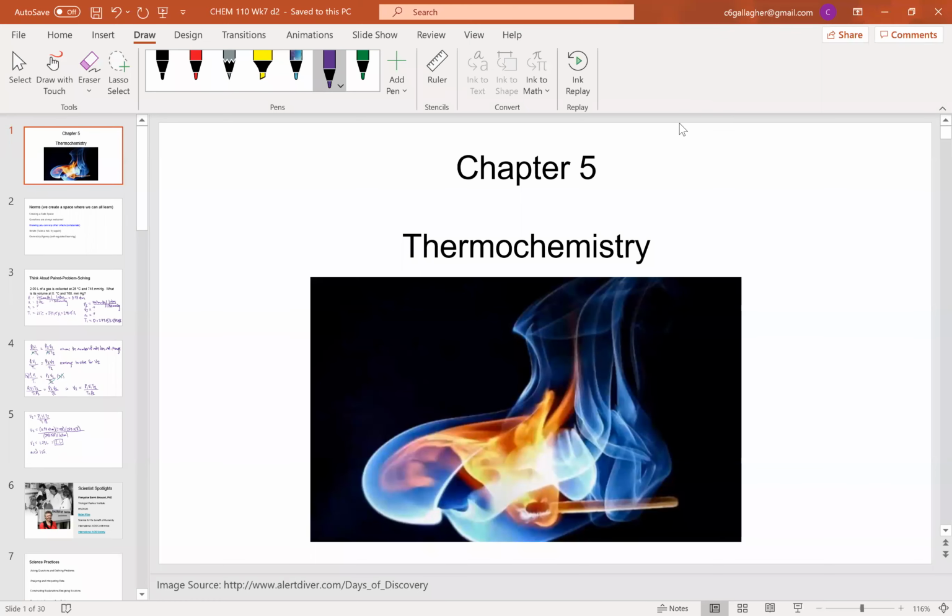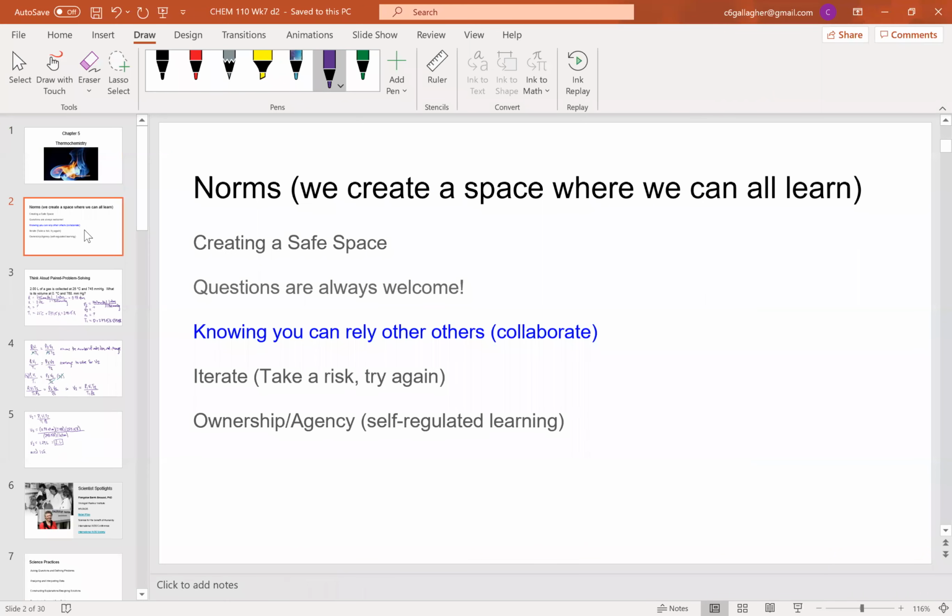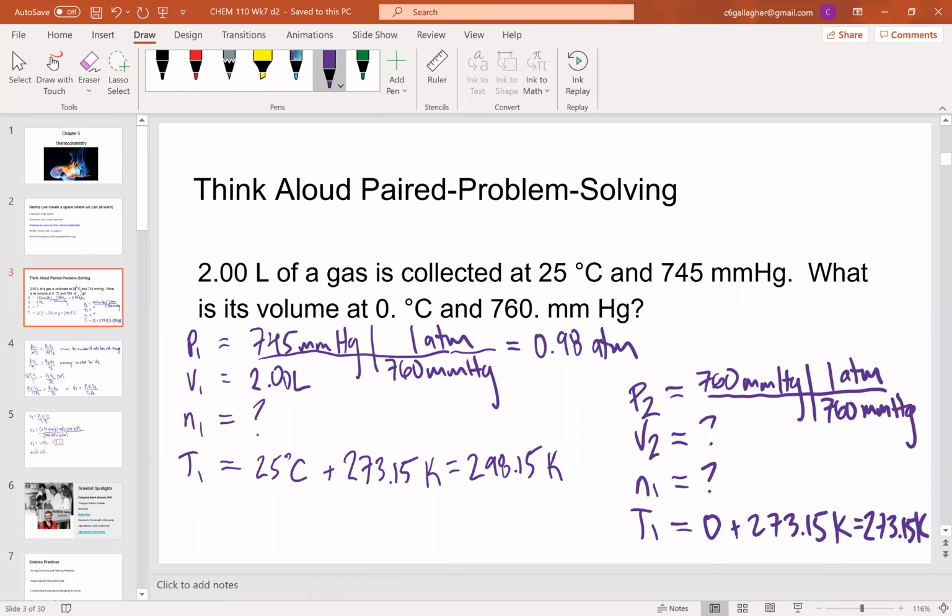So we're going to take a look at thermochemistry. Again, remember, you're going to use this strategy of collaborating with your thought partners to do think aloud paired problem solving. But for now, we're going to take a look at the quiz question for today. So remember, you've got a two-part quiz. The first part is individual. The second part is collaborative.